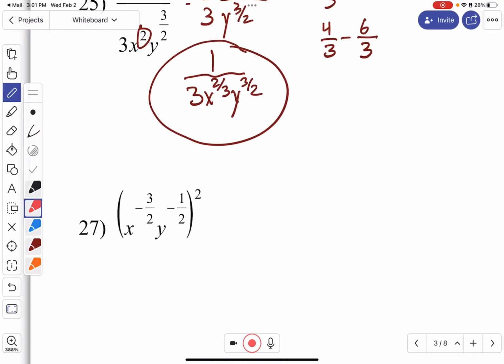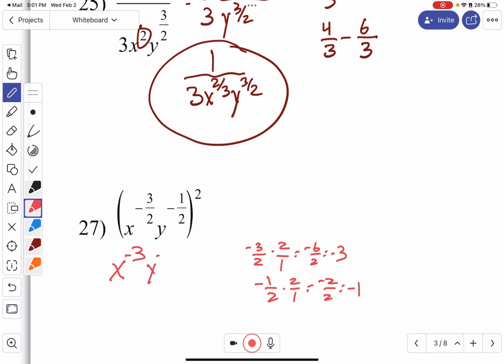Number 27, back to multiplication again. Yay. So we multiply. So we've got negative 3/2 times 2, so that's 2 over 1. So that's negative 6 over 2, which is equal to negative 3. We'll just leave it like that for just a second. And then we've got negative 1/2 times 2, which is going to be negative 2 over 2, which is negative 1. So we've got both negative exponents. We don't like that. So we're going to go 1 over x to the 3rd, y to the 1st. You don't need to put the 1 there. I just did because.